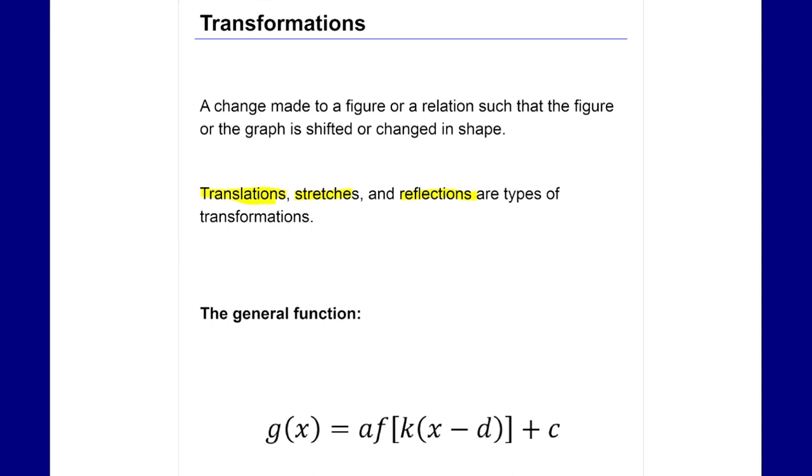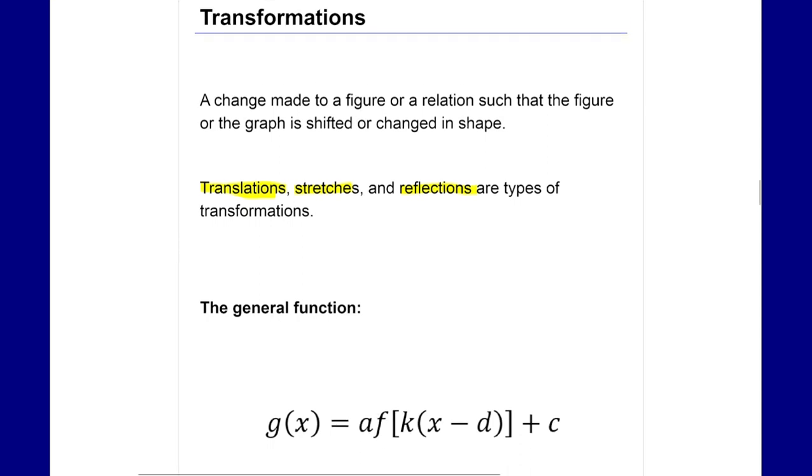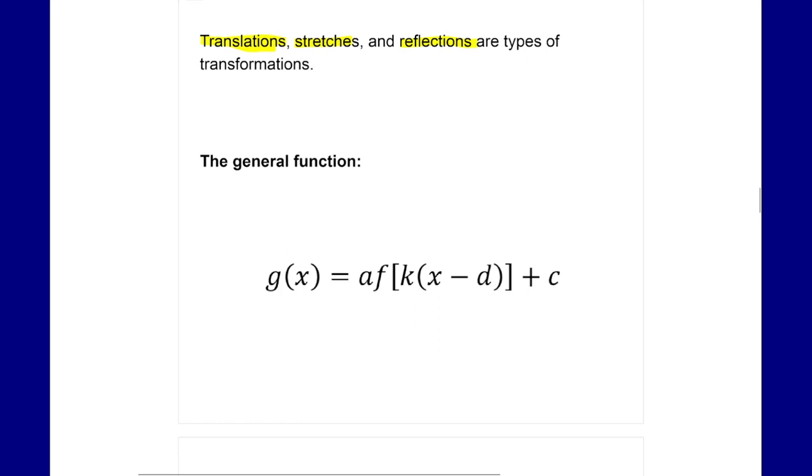Translation is just another way of saying that we're shifting or moving it. Stretching or compressing is kind of like pulling it or pushing it in. And reflections is another word basically for flipping. So we might flip our function. Now our general function, g of x, equals a f of k times (x minus d) plus c. So this is our general function.